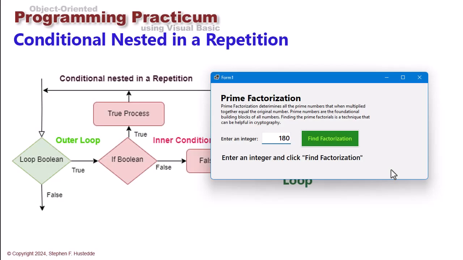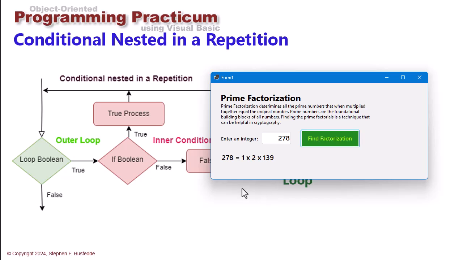Here's an application I created in Visual Basic to find the prime factorization of an integer. So the user enters a number such as 180, they click the find factorization, and it boils it down to a multiplication of all the prime numbers to get to that number. So 180 is equal to 1 times 2 times 2 times 3 times 3 times 5. If I simply put in a 6 here, we get 6 is equal to 1 times 2 times 3. 278 is 1 times 2 times 139, 139 being a prime number.